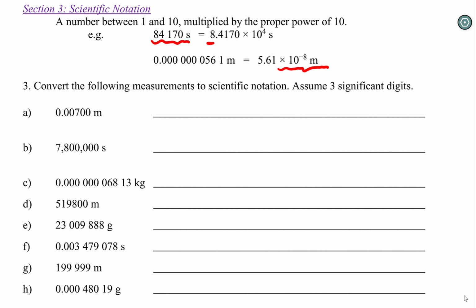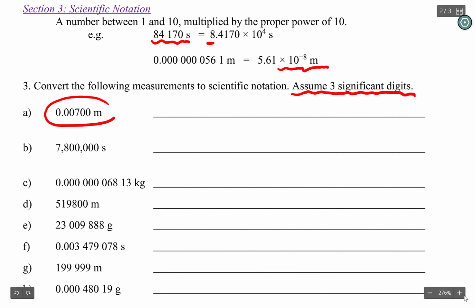So for instance, if I'm looking at question number 3, and the question asked me to put this in scientific notation and to assume 3 significant digits, what I first have to do is take this value and have a non-zero real digit to start.